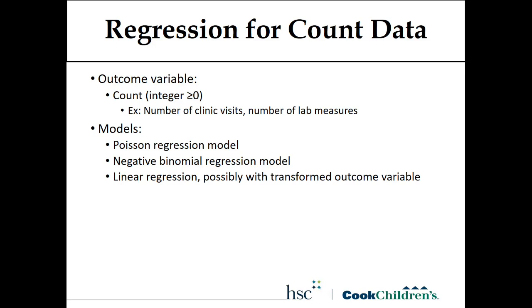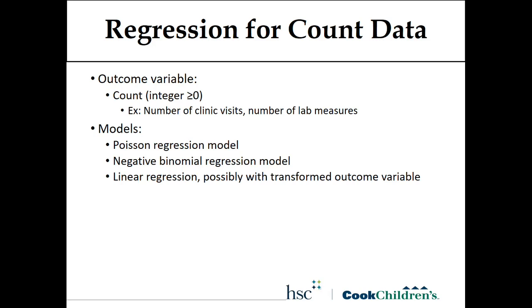So the models for count data include the Poisson regression model and the negative binomial regression model. Negative binomial and Poisson are statistical distributions, like the normal curve or the binomial distribution. Those are different ones, and they're being applied to these different regression models.